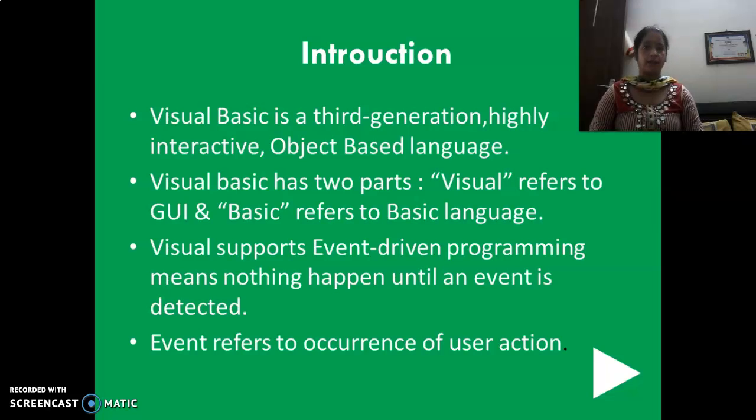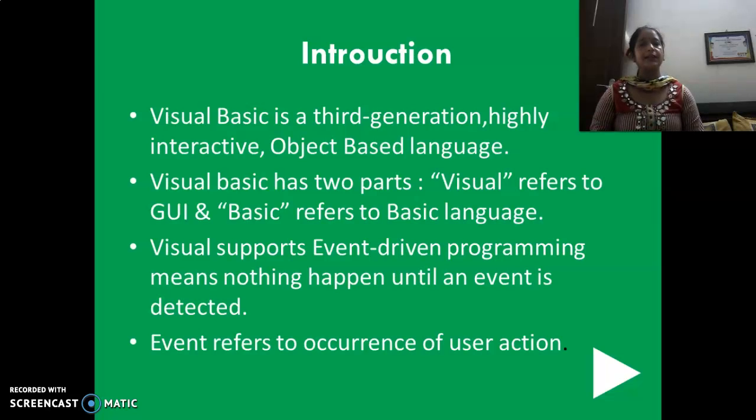It is highly interactive because Visual Basic has two parts, Visual and Basic. Visual refers to GUI, Graphical User Interface. That is, the what-you-see-is-what-you-get feature is supported by the Visual Basic language. So it is highly interactive. It is an object-based language. Visual Basic.NET, we can say VB.NET, is a purely object-oriented language, but Visual Basic is an object-based language. Visual Basic supports event-driven programming, meaning nothing happens until an event is detected.